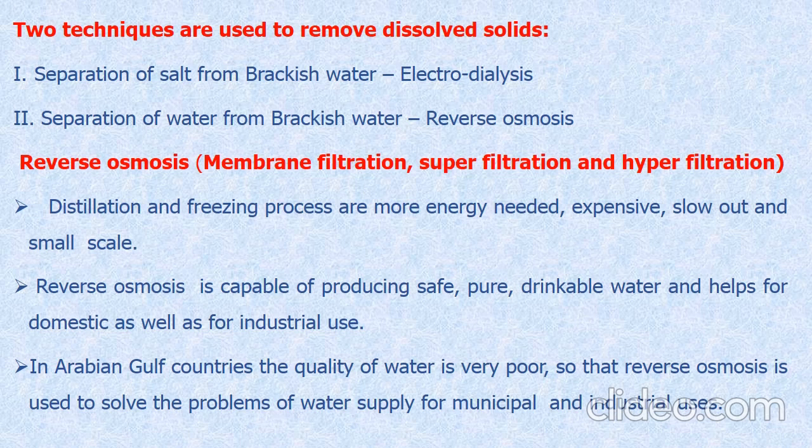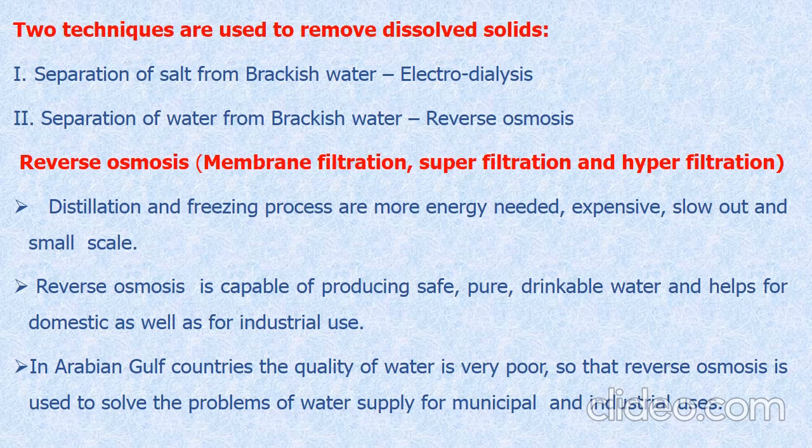Reverse osmosis is a method which is capable of producing soft, pure, drinkable water on a large scale. It can be used for domestic as well as industrial use. But the previous methods, distillation and freezing processes, take more time and more energy, which is expensive, and the amount of output is also very small.